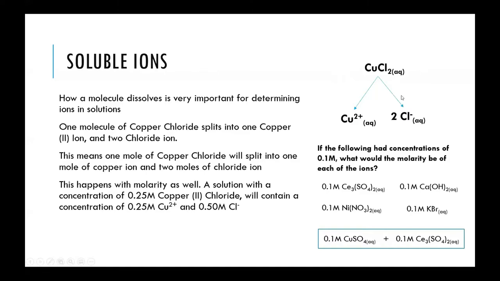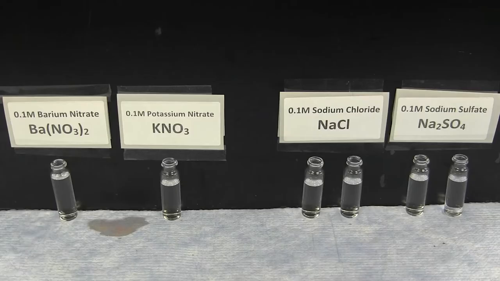So when you look at solutions of these different compounds, you're looking at solutions of the individual ions. In the case of cerium sulfate, there would be three cerium ions and two sulfate ions. Nickel nitrate would have one nickel ion and two nitrate ions. And if you were to combine two different aqueous solutions, you would have a solution of copper ion, a solution of cerium ion, and sulfate ion coming from both initial compounds. When solutions are prepared using ionic solids, it's not a solution of the whole compound itself, but a solution of the different ions.